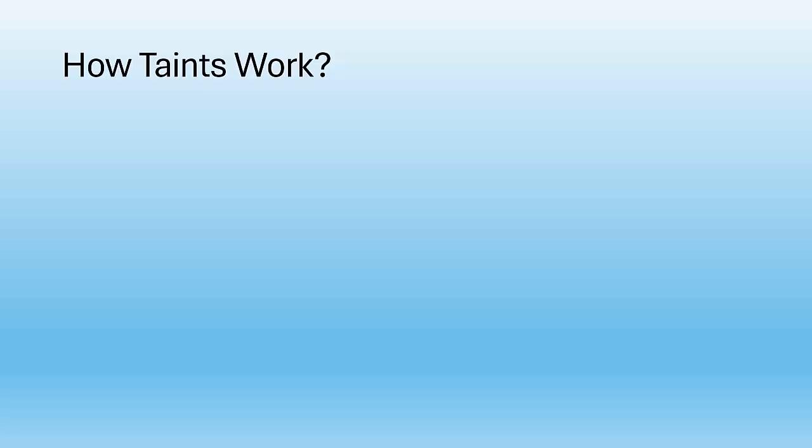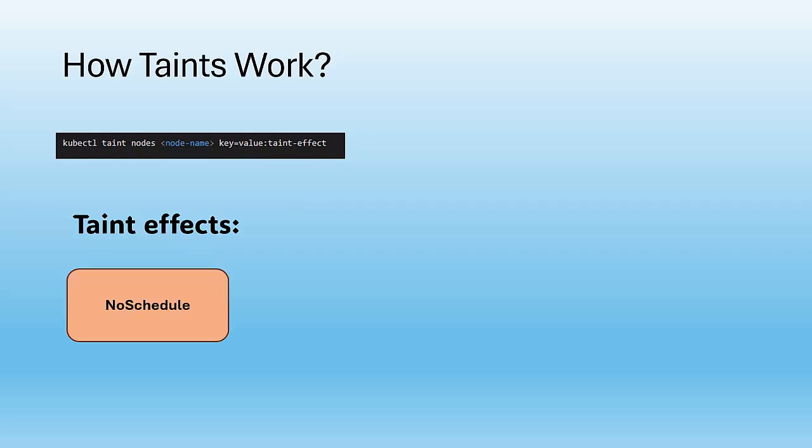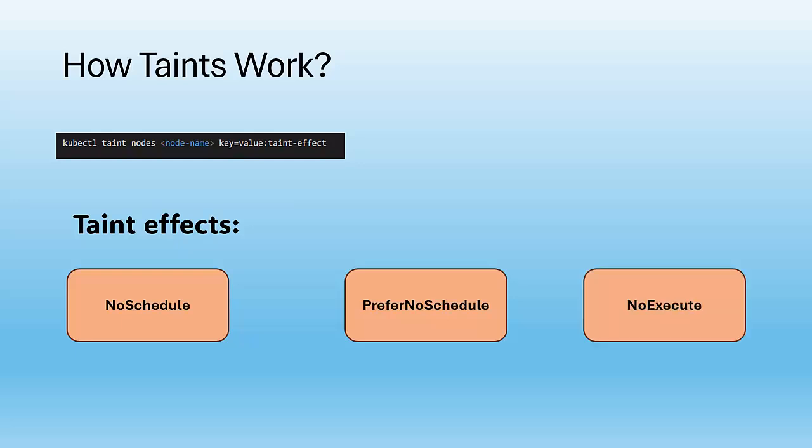So basically, how taints work. You can taint a node using a kubectl command. So we have a command called kubectl taint node, and the node name, with the key-value pair and the effect. We have different types of taint effects. NoSchedule: in this, the pod won't schedule unless it tolerates it. Then we have PreferNoSchedule: in this, it tries to avoid scheduling unless absolutely needed. And at last, we have NoExecute: it evicts already running pods without any toleration.